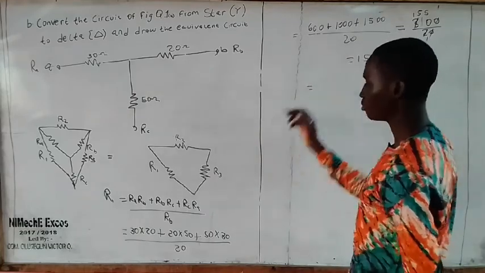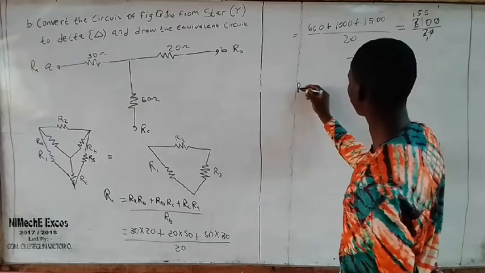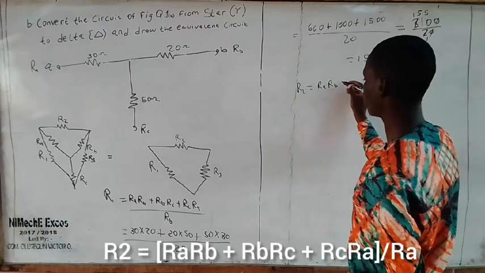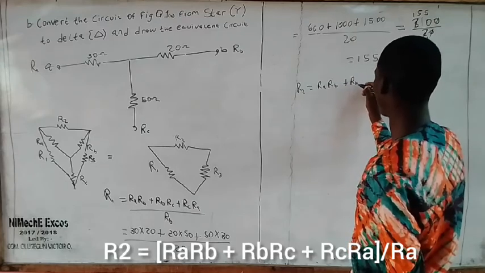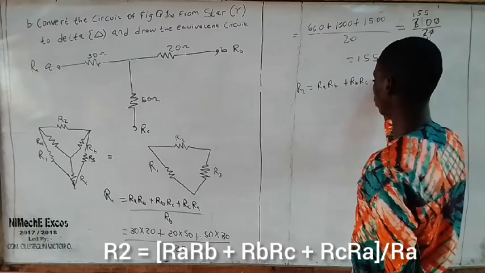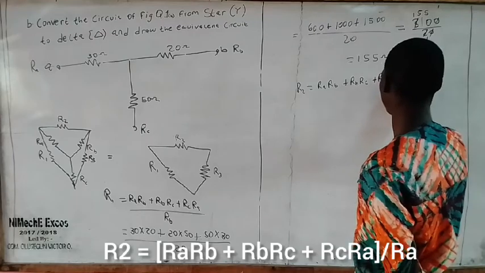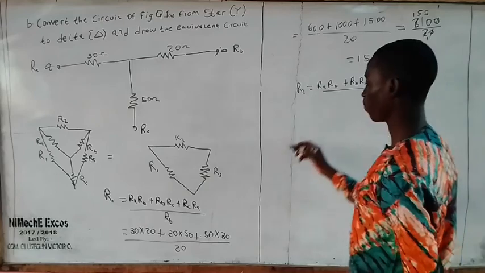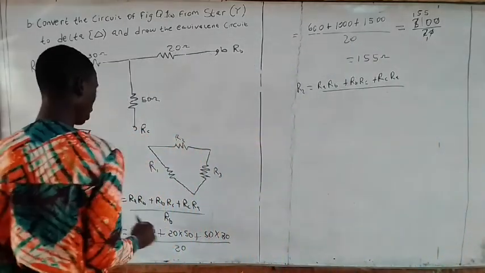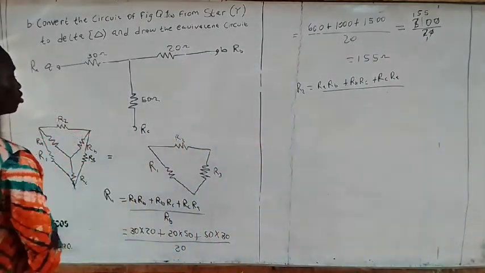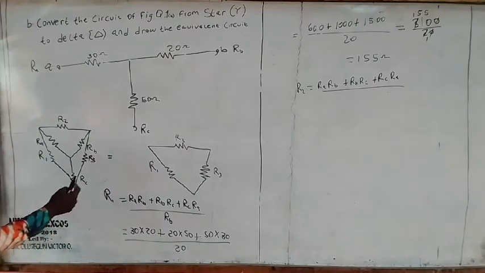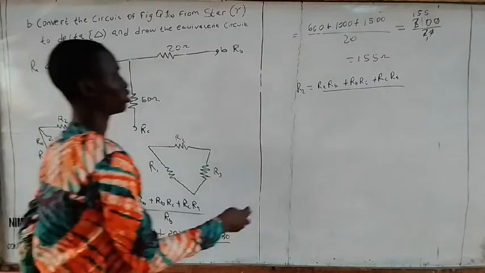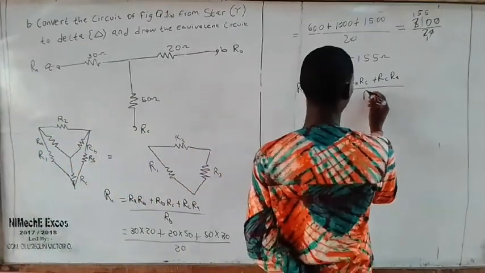We have the same thing for R2: RA RB plus RB RC plus RC RA, divided by. Now for R1, we have RB. For R2 now, what is our R2? We're going to be having RC, so divided by RC.